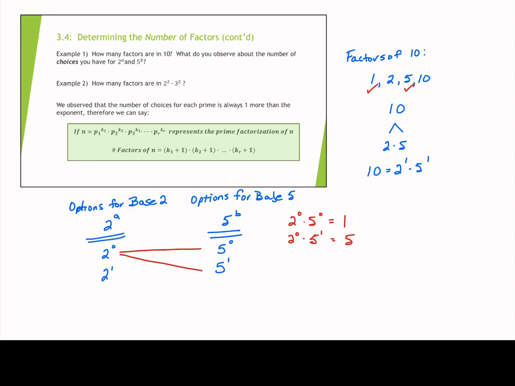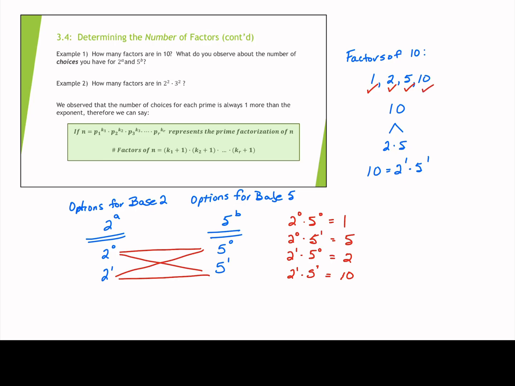Now, we might not be starting with 2 to the power of 0, but instead starting with 2 to the power of 1. So 2 to the power of 1 could be multiplied by 5 to the power of 0, resulting in 2 times 1, or 2. There's our third factor of 10. Or we could have 2 to the power of 1 times 5 to the power of 1. If we multiply those together, we get 2 times 5, or 10, which is really that fourth factor.